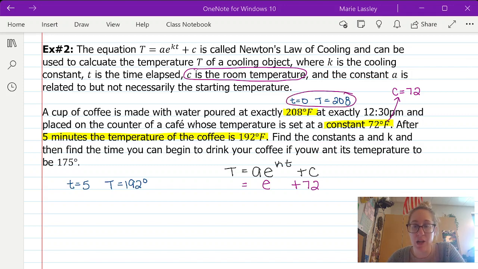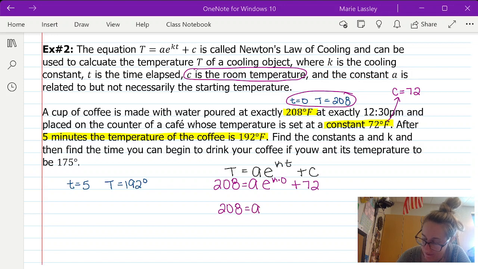So they gave us when t is 0, capital T is 208. So what I'm going to do is plug that information in. I don't know what A is, but capital T, temperature, is 208 when little t is 0. Now the reason this is going to be nice is because we don't have to know what K is, because K times 0 is just 0. So what we now have is 208 equals A e to the 0 plus 72.